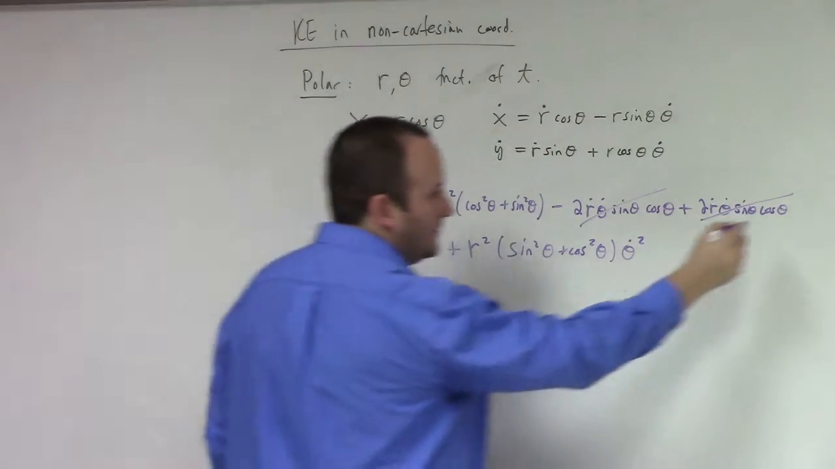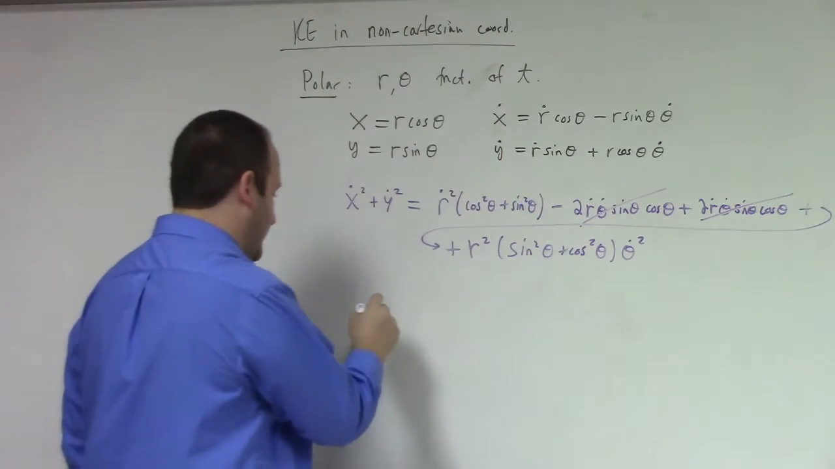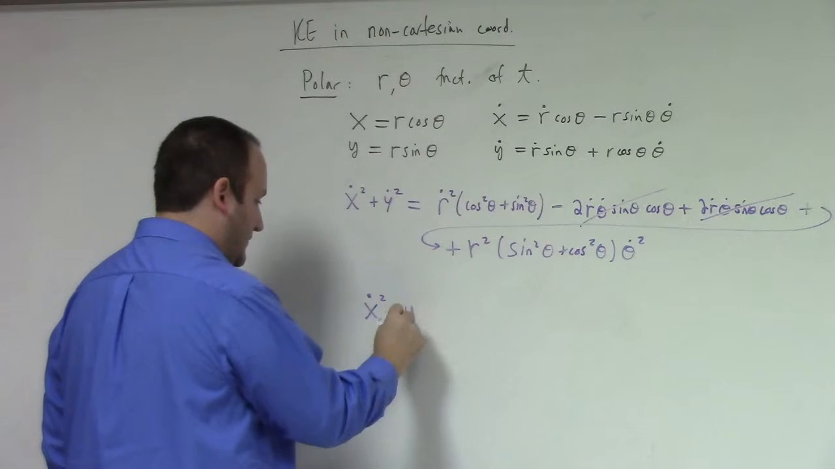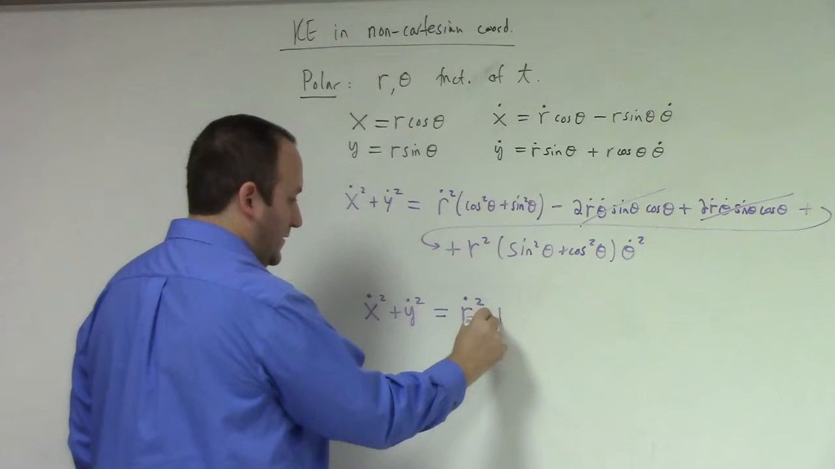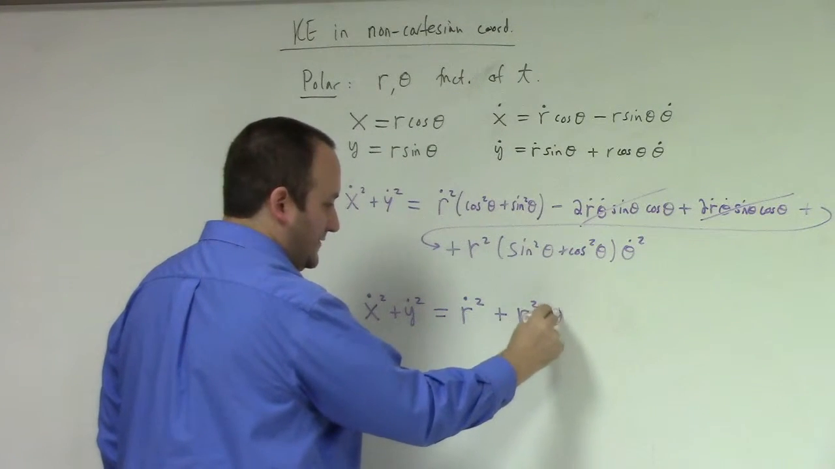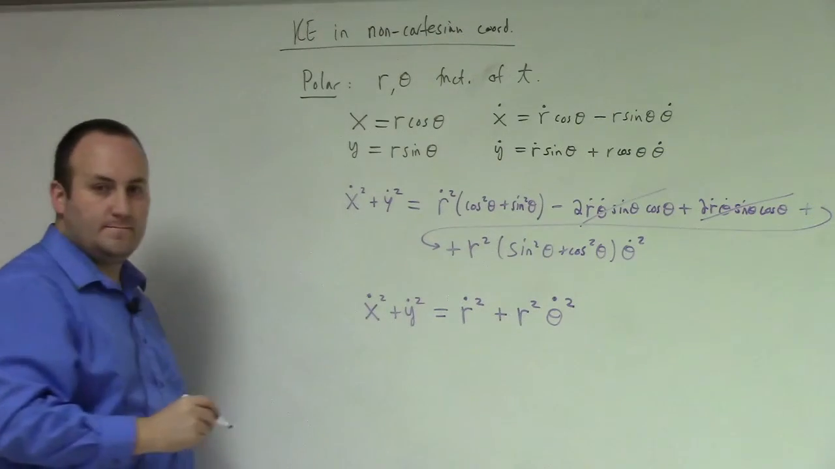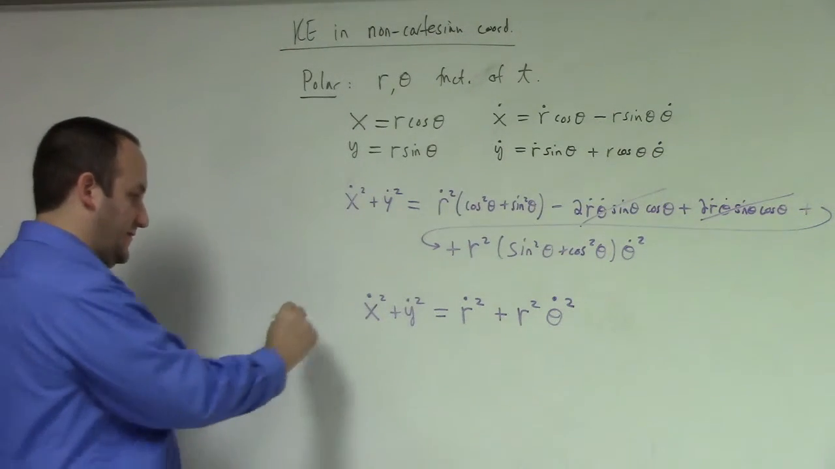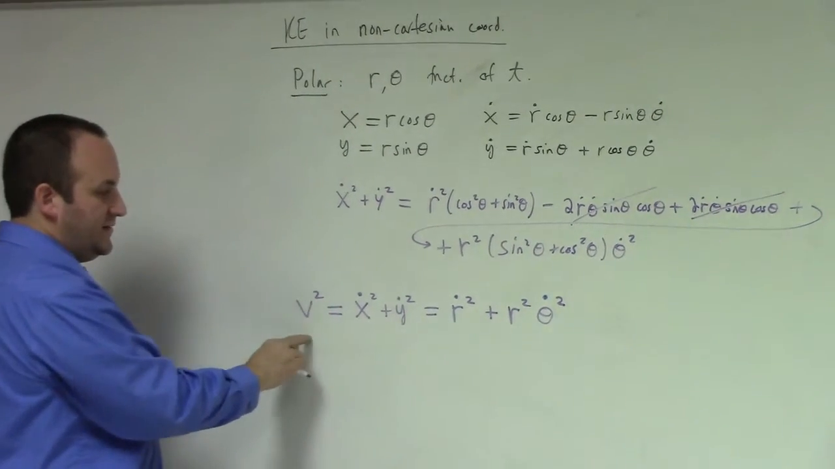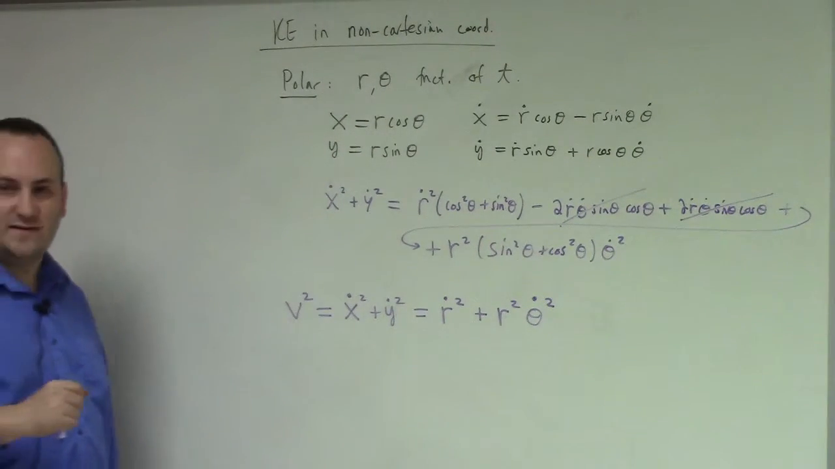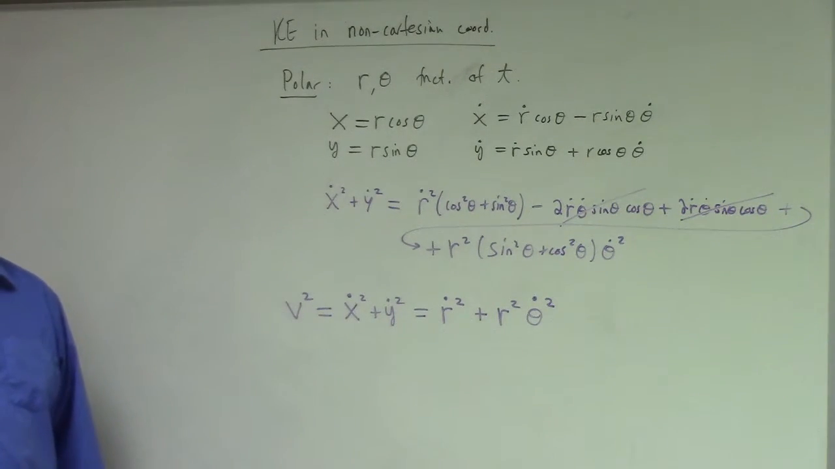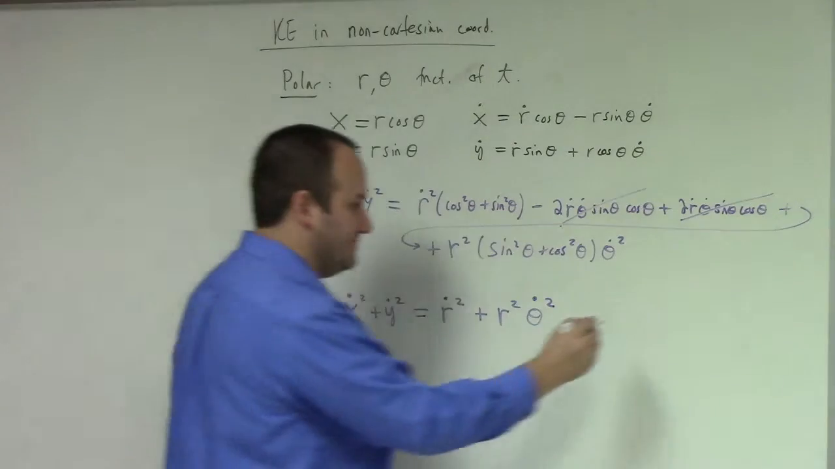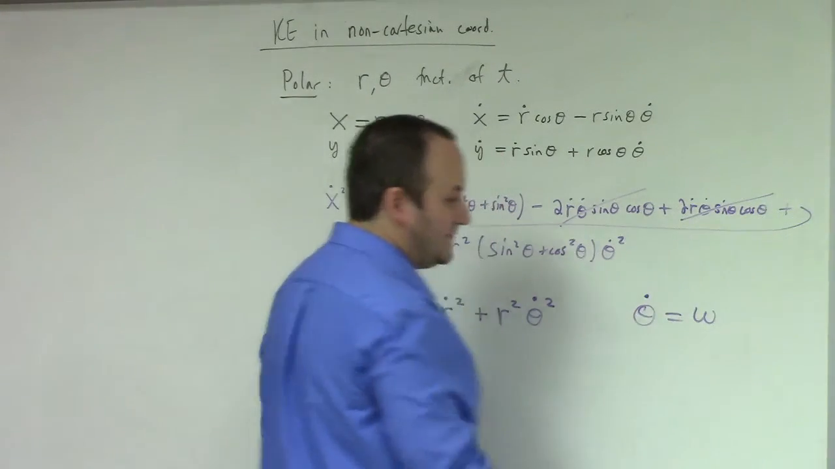So the cross terms cancel, right? And what you're left with then is x dot squared plus y dot squared is equal to r dot squared plus r squared theta dot squared. So the speed squared in 2 dimensions you can either write as the square of the Cartesian velocities or the polar velocity plus r squared times the angular velocity squared, actually. Theta dot is omega in usual physics 231 language, right?